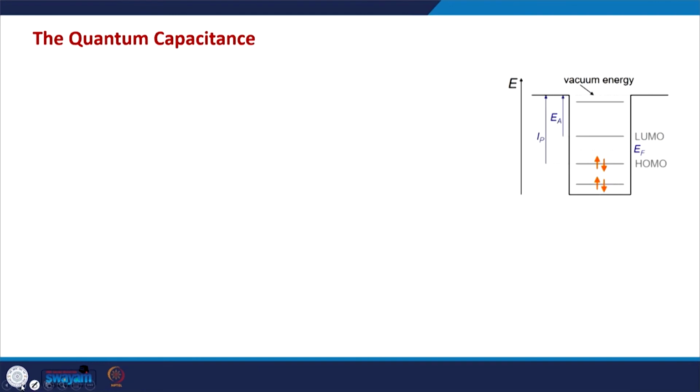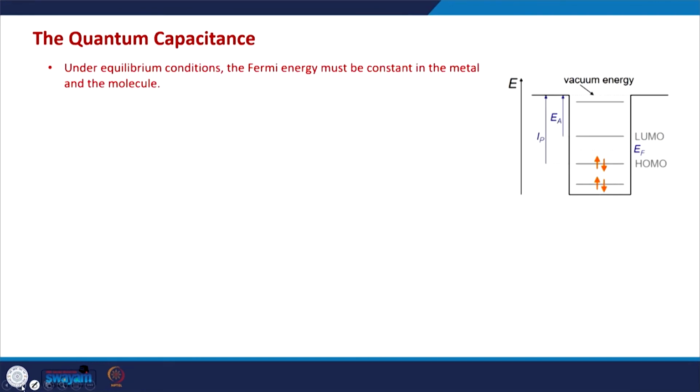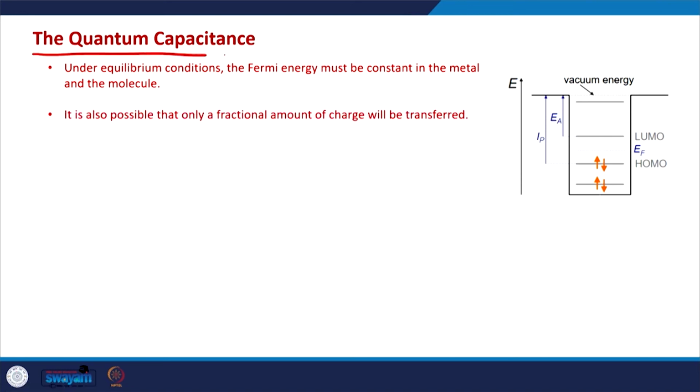Quantum capacitance is essentially, this idea comes from the dependence of the Fermi level on the number of electrons in a system. Okay. So, let us see where it comes from.